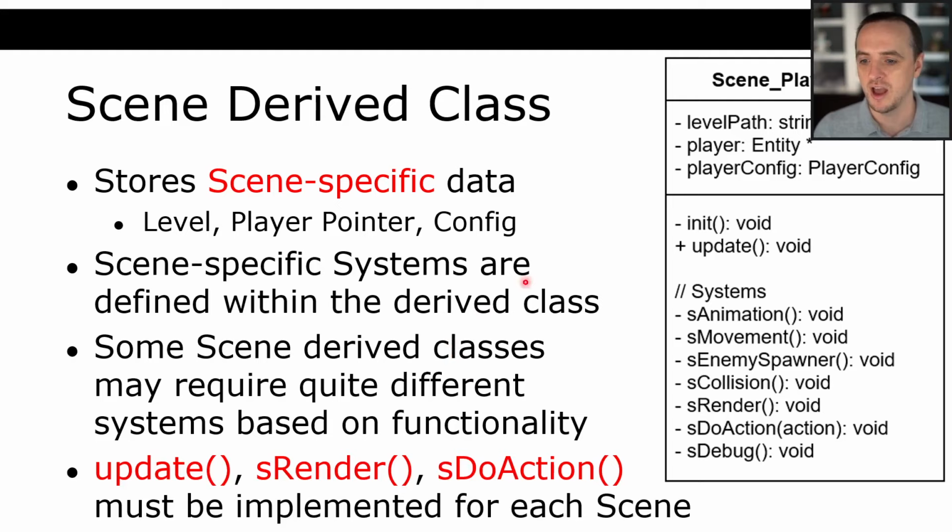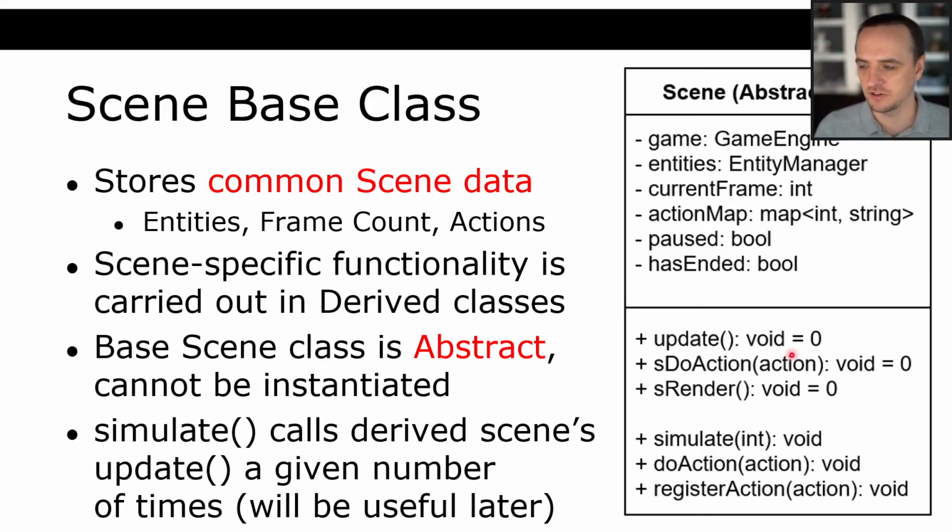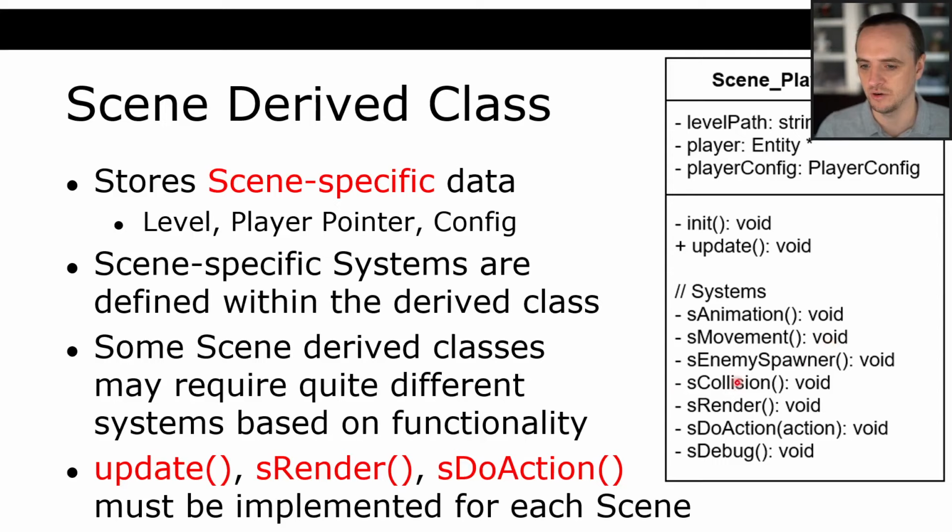However, something that we do need is that the update, render, and do action functions are going to be functions that need to be implemented for each derived scene class. So up here in our abstract class, we said that these functions equal zero. This essentially means that these functions have to be implemented for every derived class in order for them to be instantiated. Okay, so each scene is going to need an update function to tell it what to do on each frame. It's going to need a render function to say how I want to draw this scene. And it's going to need a do action function, which is going to actually allow the doing of the actions. For example, moving up, down, left, and right.